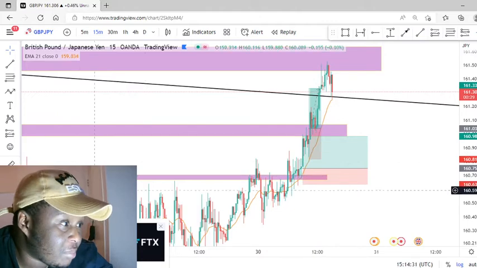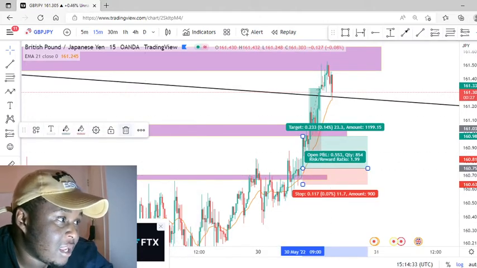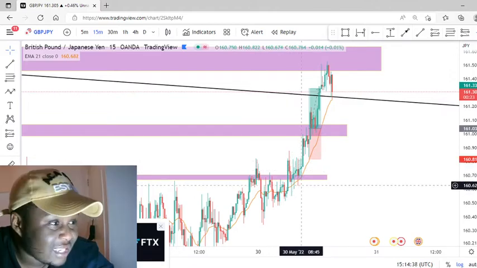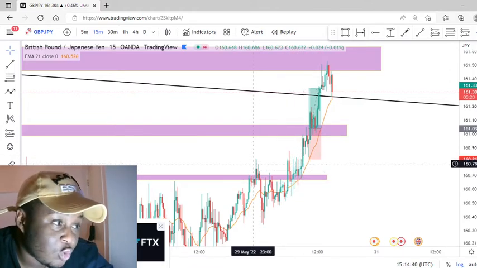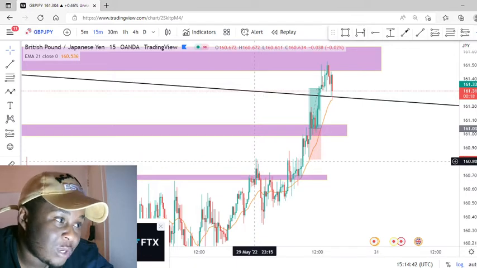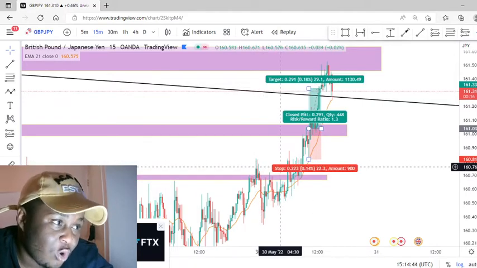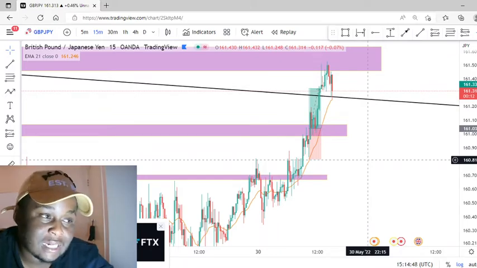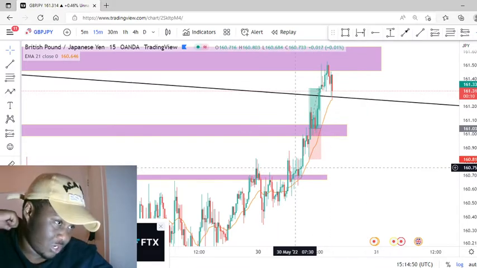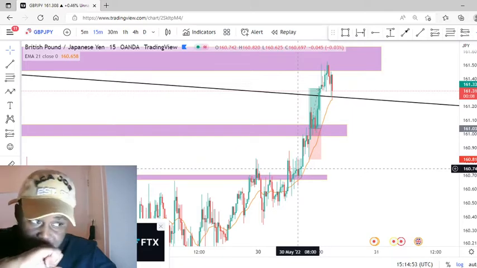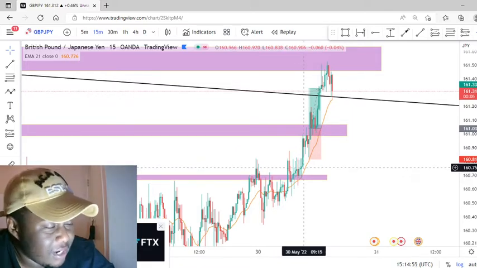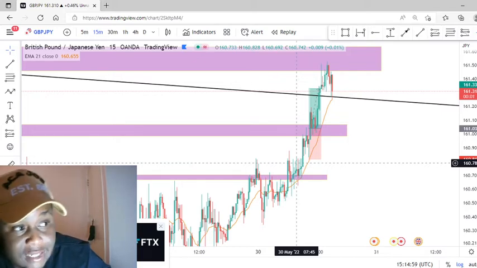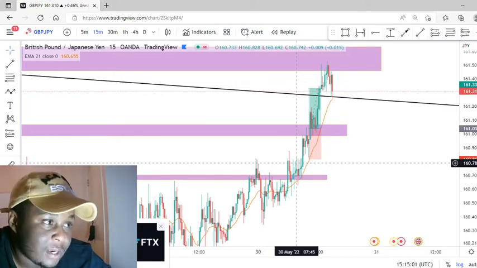This was my initial plan in the morning, but then it started making these wicks, and I wasn't really sure because there's also this high to consider. It was failing to break this high and making a whole lot of wicks, so I wasn't sure about it. So I slept on it. Around 7 or 9 in the morning, at market open, I decided to just sit on it and see what's up.